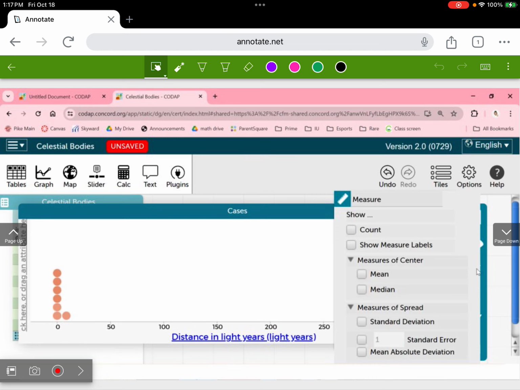Which one is going to shift because of an outlier? Which center moves? Not the median. The mean. Mean is our distracted boyfriend.